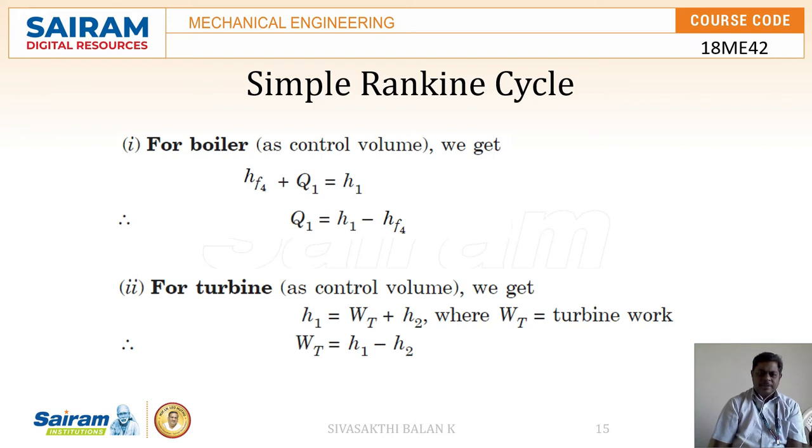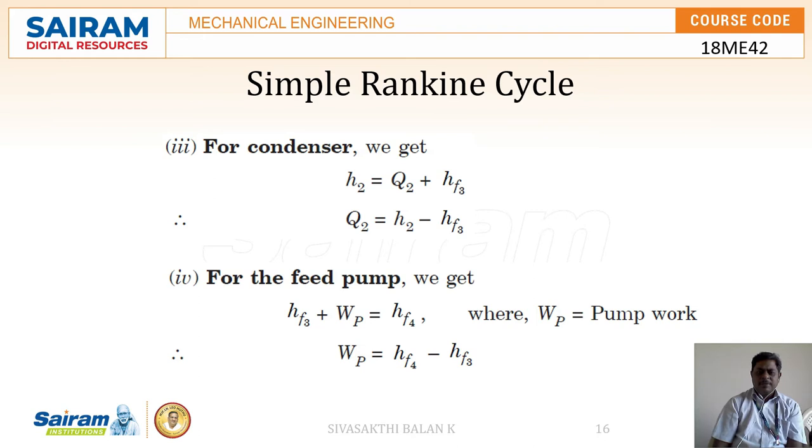Next, if we consider the control volume as the turbine, we get h1 is equal to Wt plus h2, where Wt is the turbine work. From this, we can calculate the turbine work as h1 minus h2. Third, if we consider the control volume for the condenser, we get h2 is equal to Q2 plus hf3. From this, we can calculate the heat transfer from the system to the surroundings, Q2, as h2 minus hf3. Then the final control volume is the feed pump. For the feed pump, the steady flow energy equation is hf3 plus Wp is equal to hf4, from which we can calculate the pump work Wp as hf4 minus hf3.